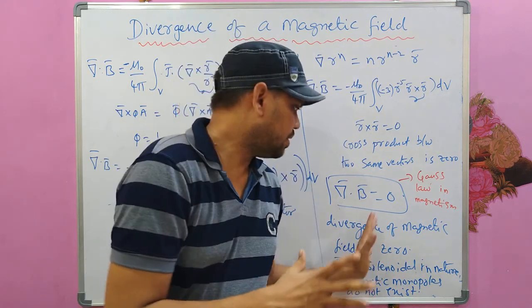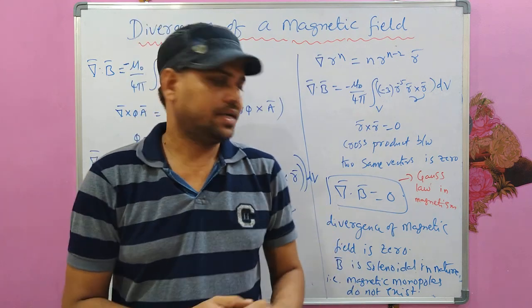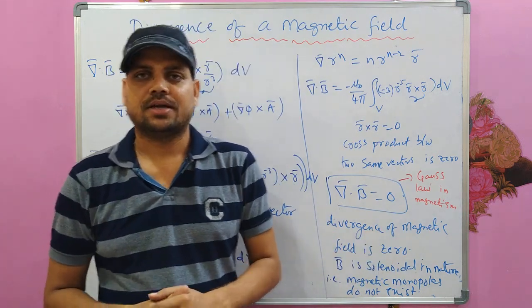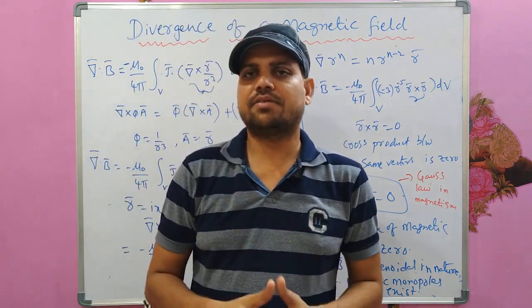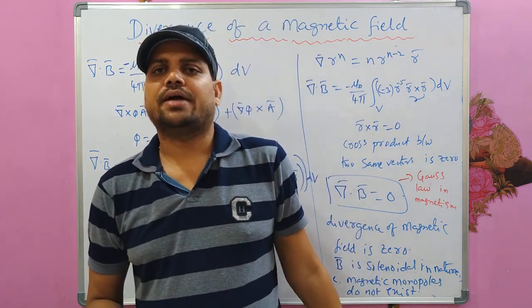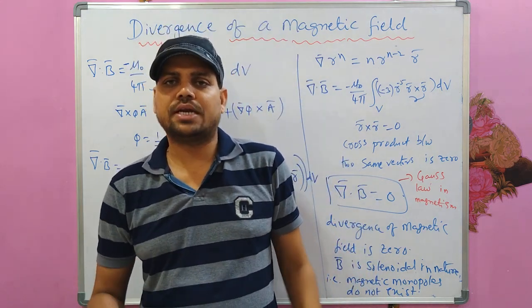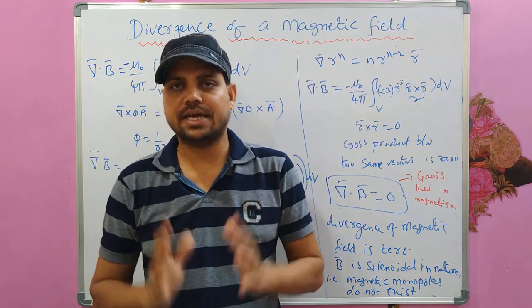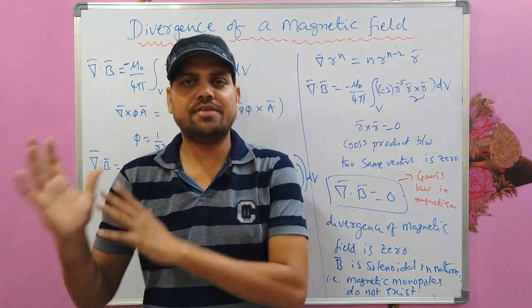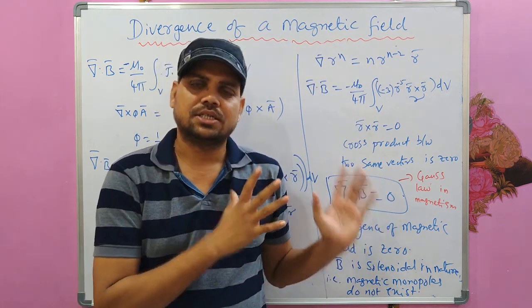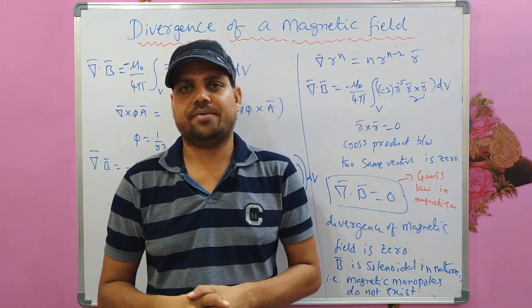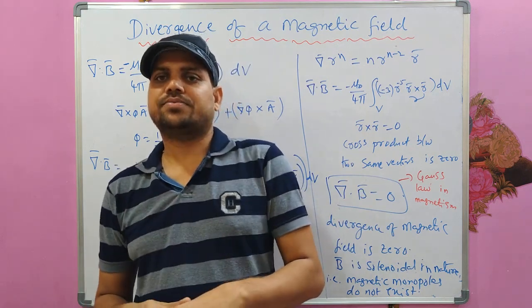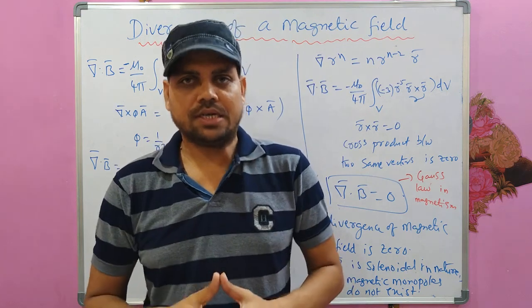So it's a very important derivation. Gauss law in magnetism: divergence of a magnetic field vanishes, which means that the magnetic field is solenoidal in nature. Any vector whose divergence is 0 is called solenoidal. Hope you have understood.